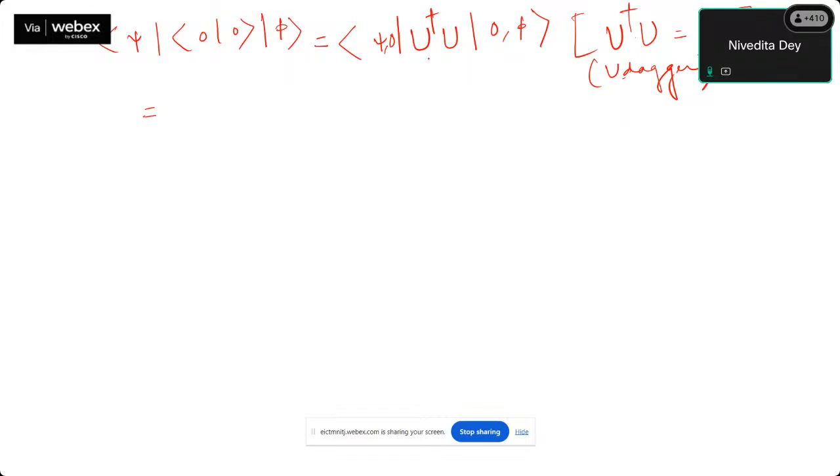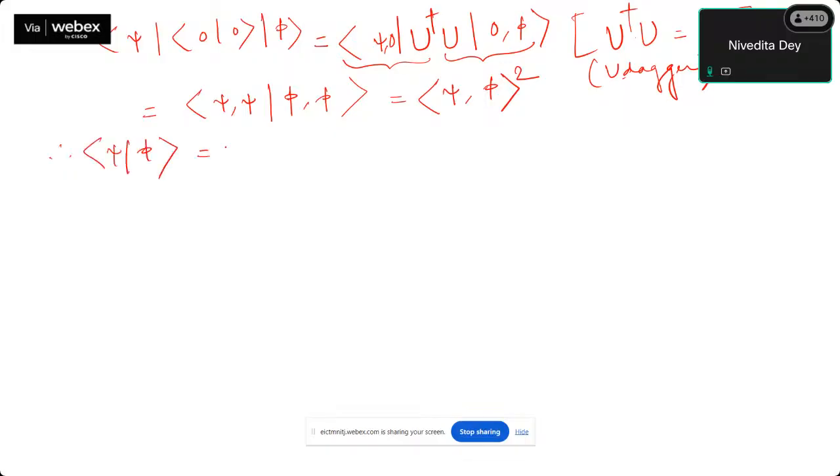now u dagger, this thing will be nothing but psi. Why? Because of the equation 1 of no cloning. And then this one will be, similarly, as per the second equation, phi. So which we can write in this way, that psi and phi whole square. So we started with this and we ended up with this thing.